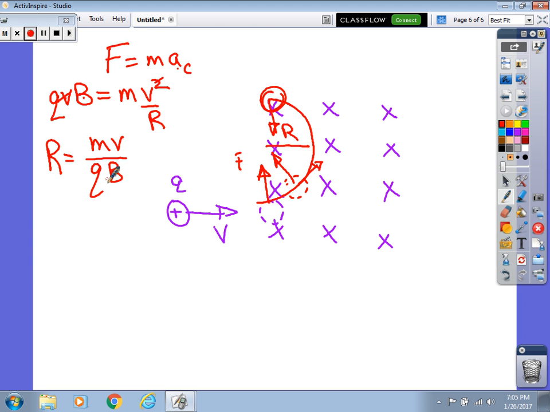So you can tell again how big the path is if you know how big the particle is, how fast, how much charge it has, and how strong the B field is. Again, this is the idea behind a mass spectrometer. But again, it's this circular path. Circular path, what do you go to? Immediately, centripetal acceleration, centripetal force. So that's one that we've done now.